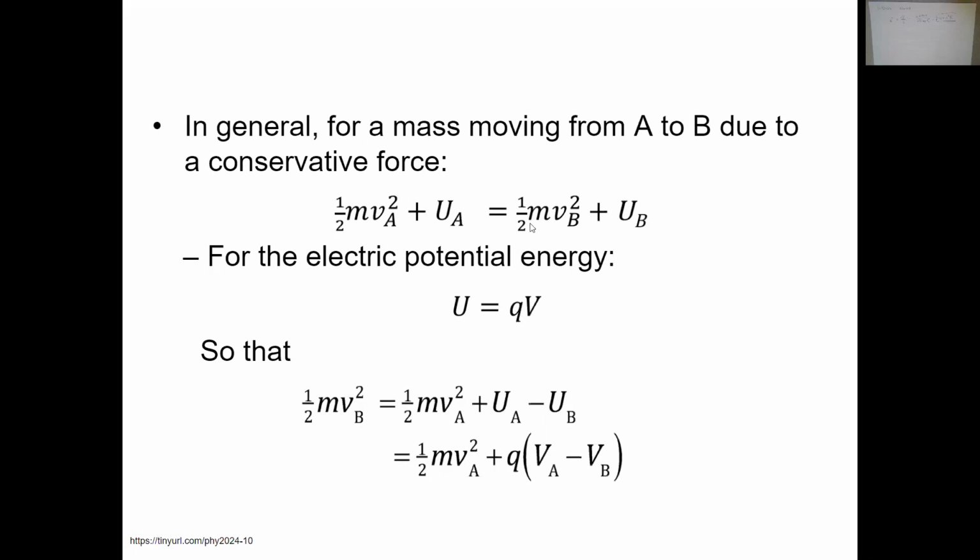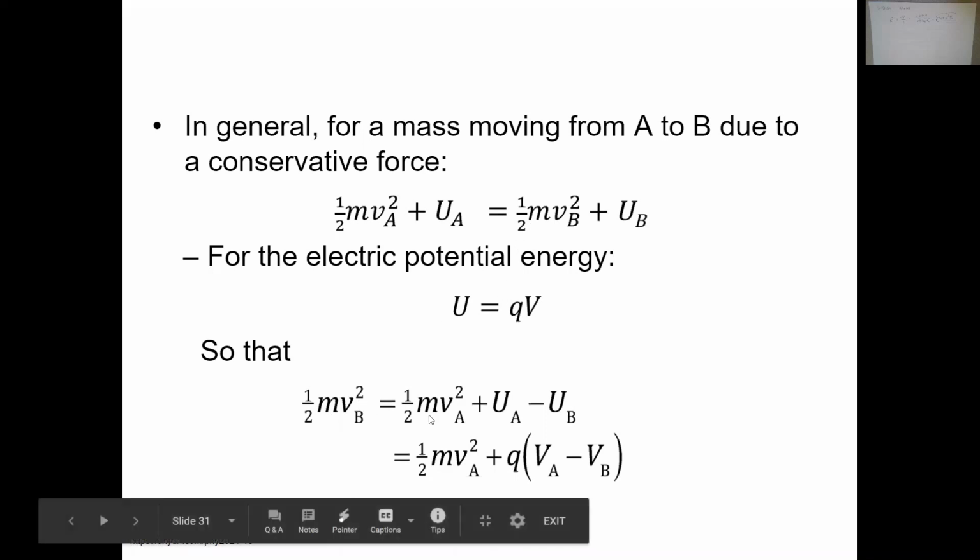So you can rewrite that: the kinetic energy at point B equals the kinetic energy at point A plus the potential energy at A minus the potential energy at point B. U_A will be Q V_A, U_B will be Q V_B. So this is equal to Q times (V_A minus V_B).